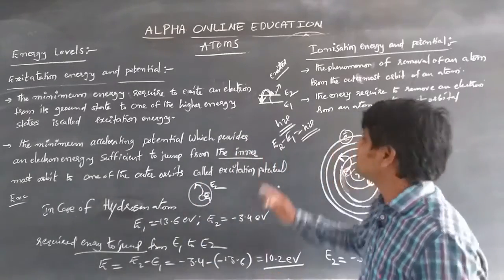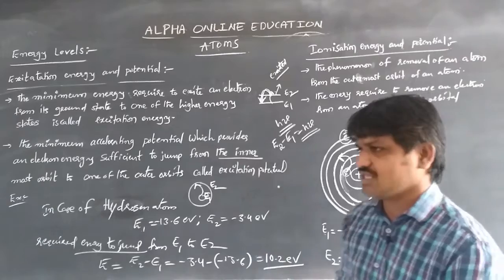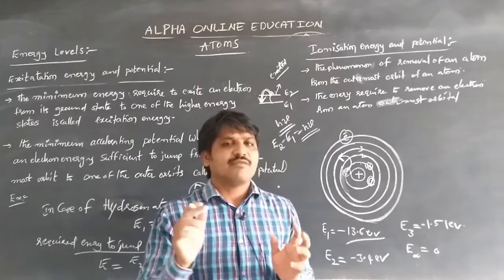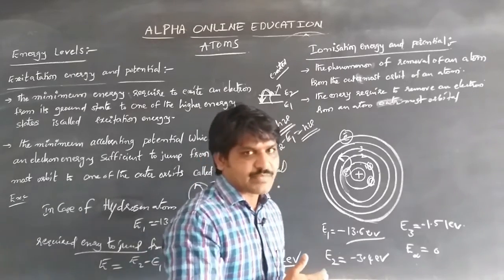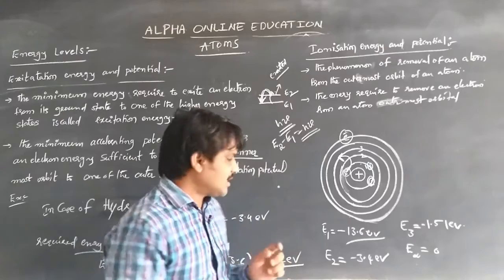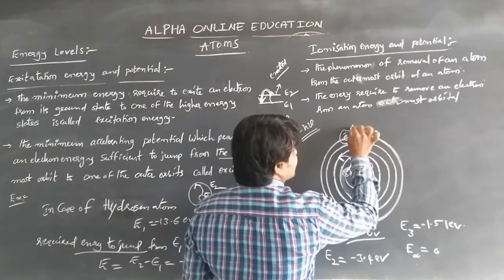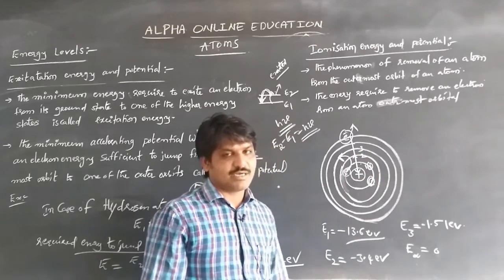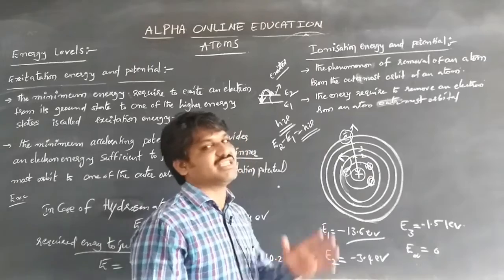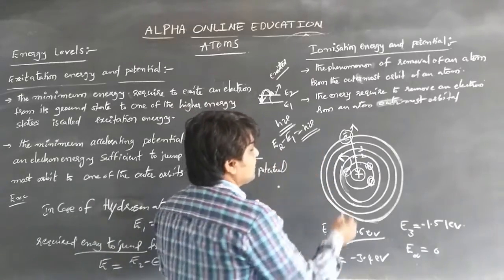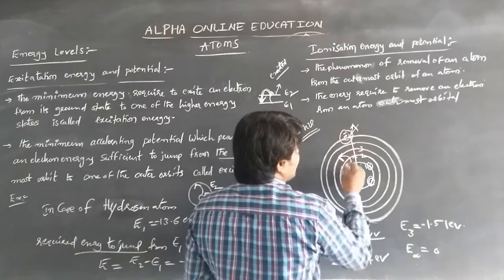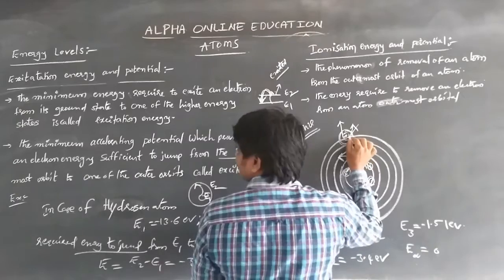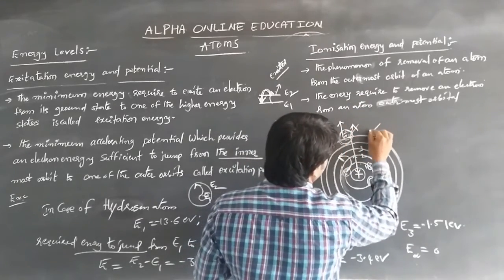Then, coming to ionization energy and potential, what is meant by ionization energy? Simply, the electron revolving in a valency orbital is revolving because the centrifugal force is balanced by the electrostatic force of attraction. If we give some energy, that electron tries to escape from the valency orbital, so the electron can jump out of the valence orbital by being given some energy.